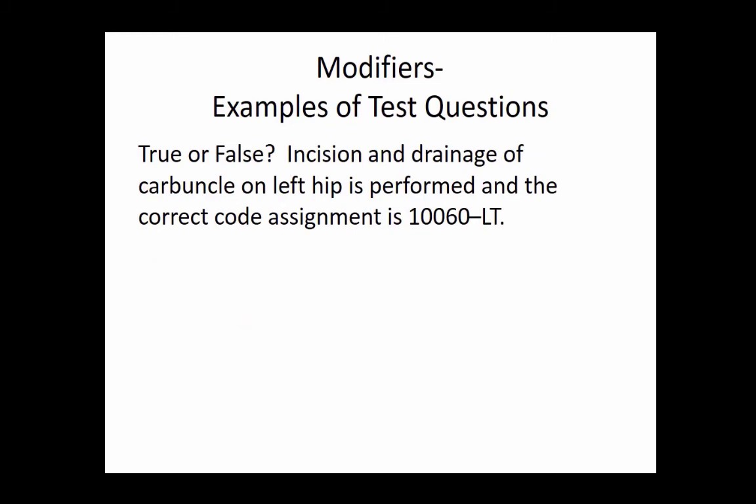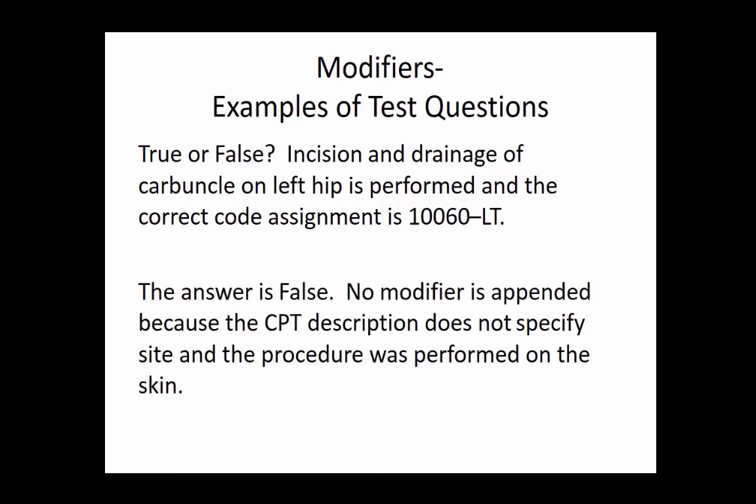Here's another one. Incision and drainage of a carbuncle on the left hip is performed, and the correct code assignment is 10060.LT. This was a little bit tricky because a carbuncle on the left hip is really on the skin. It's not in a joint or some part of the body that's bilateral. So it really is false. You would not put a modifier at all on incision and drainage of a carbuncle, because it's skin. You're not working on a part of the body that has definitive right and left sides. Okay, I hope that makes sense.